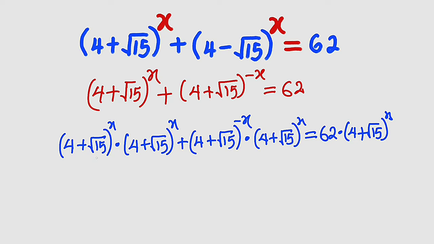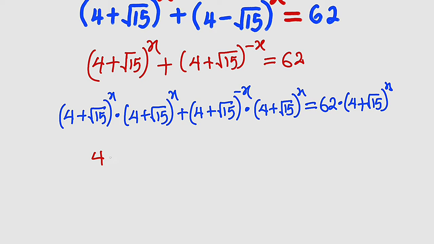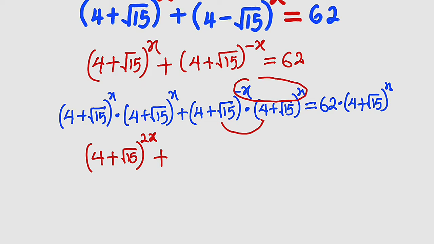According to one of the laws of indices, we have common bases, and hence we can add the exponents and take a single base. So this becomes (4 + √15) to the power of 2x, because x plus x is 2x. Then plus, can you see that we have common bases? Therefore, we can add the exponents, and once you add them, you get 0. So this becomes (4 + √15)^0.